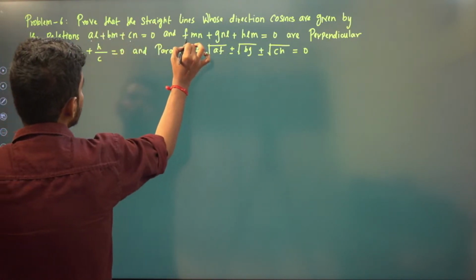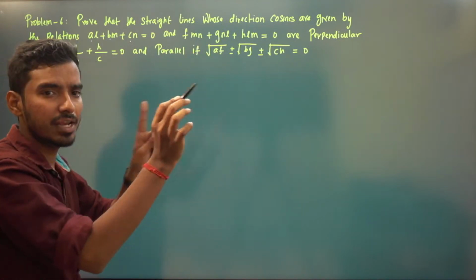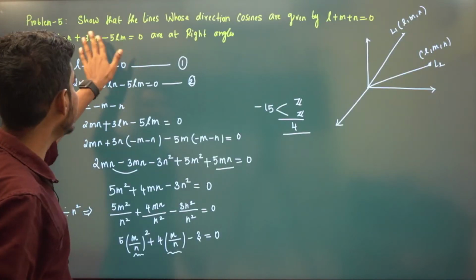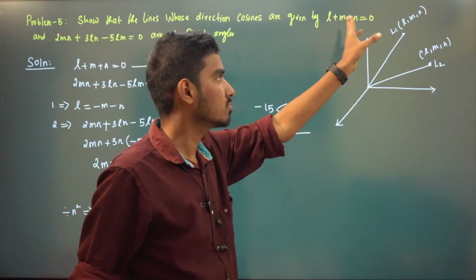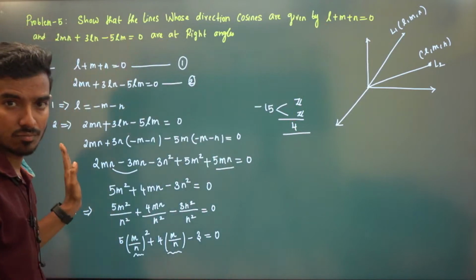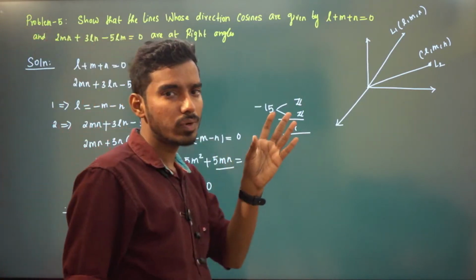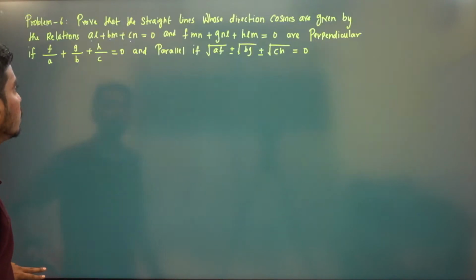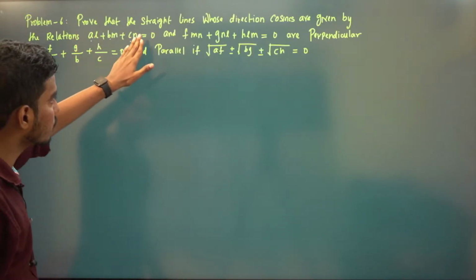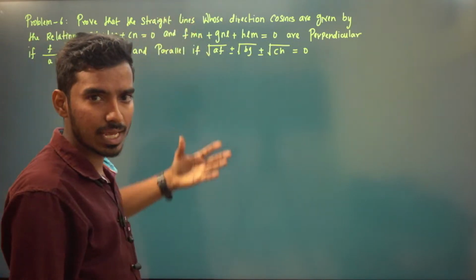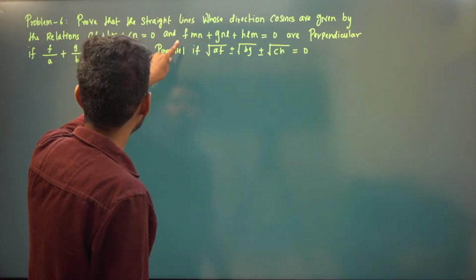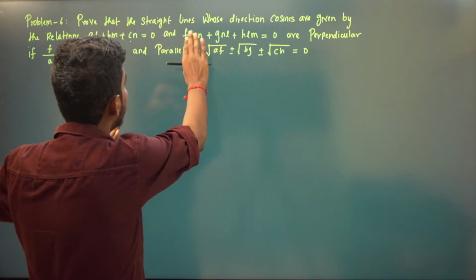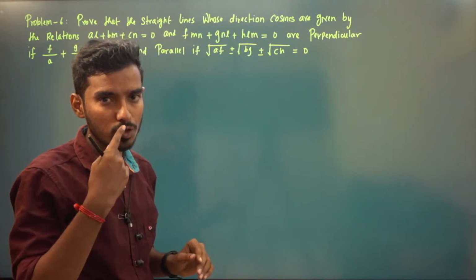Yes or no? Usually we have relations between L, M, N only, right? For all the problems you will see, the relations will only have the terms L, M, N. But here we have some coefficients that are multiplied along with L, M, N. What are those? A, B, C and F, G, H, right? If this ABC is not there and FGH is not there, we will go for the usual method.